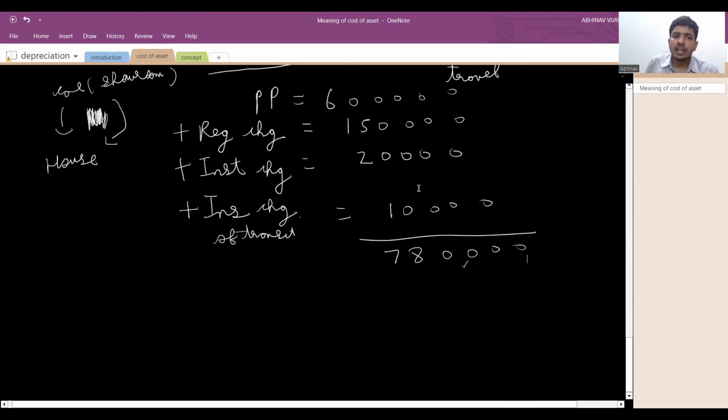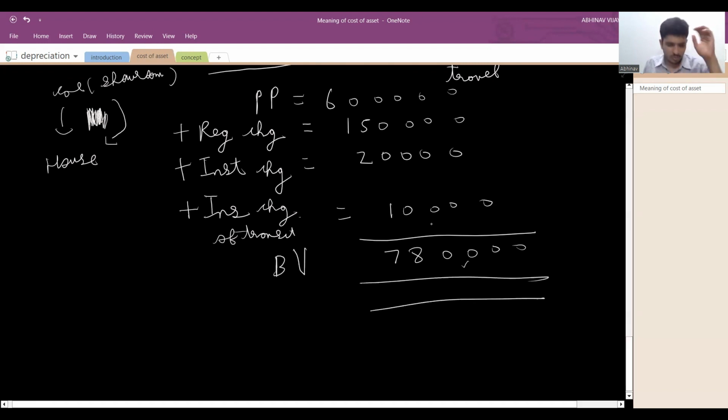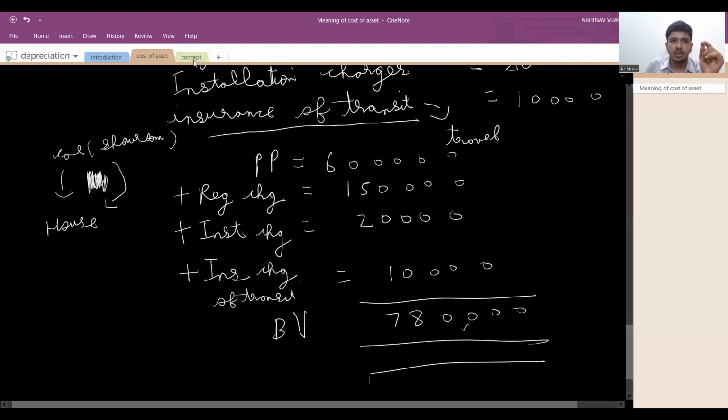But this one is paid before it's brought to the place of use, and this is for the travel part. That's why it's added to the cost of the asset. So this will be the book value of the car. This is the basic concept. Hope you understood it. There's no other question they can ask apart from this. Even if they ask, every other question that is mentioned in the coming lectures will be answered properly to you.